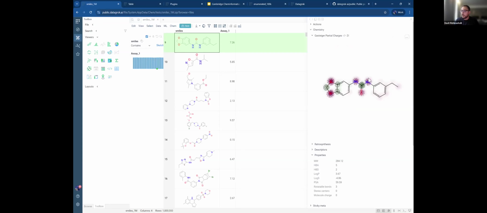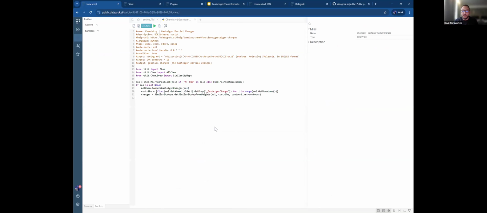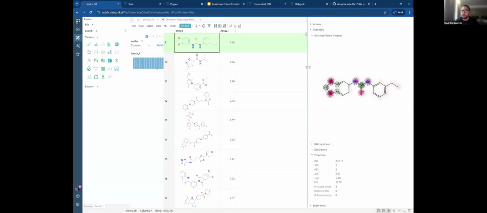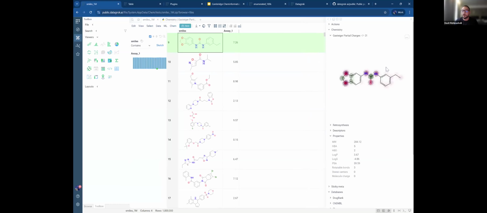This one here is actually just a Python function that is running on the server. So from what I showed, this Gasteiger partial charges is the only thing that is running on the server. Everything else was in the browser. But this one is just a Python function. I can even click on it and see its content. What it's doing is taking the molecule, drawing the graphic of Gasteiger partial charges, and just returning the graphic to Datagrok, and then it gets put there. I hope I answered your question.